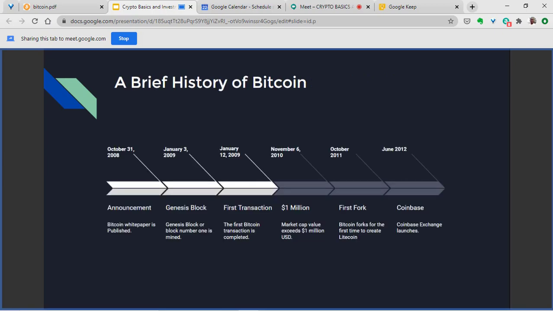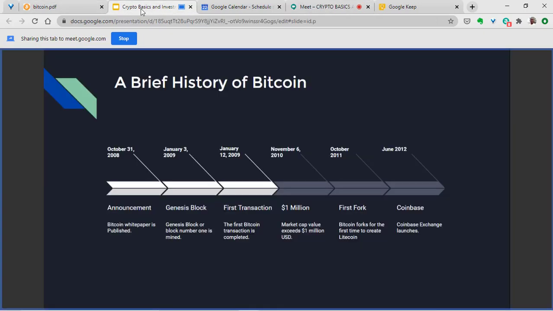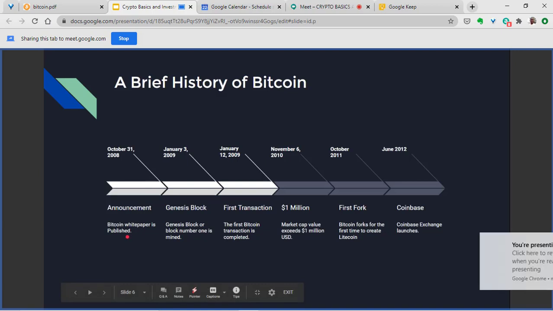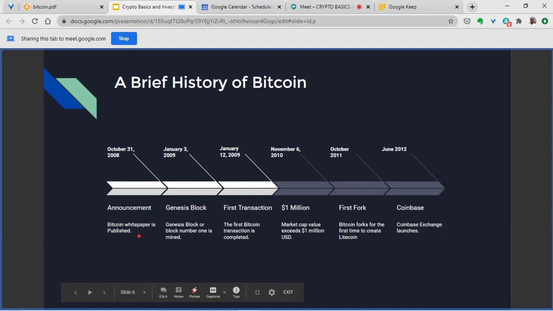So now let's go into some history. I really like history. So the history of Bitcoin, from the beginning. We have the announcement of the white paper. That was October 31st, 2008: the Bitcoin white paper is published. Satoshi posted it, I think, on a Bitcoin forum. I think maybe it even still exists till today. So they published the white paper, and that was how everything started.